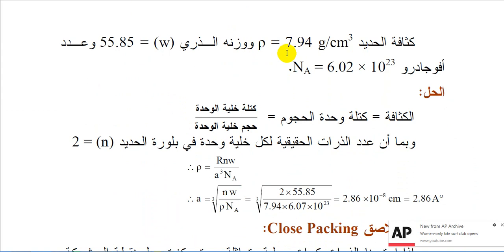Fe density is 7.94 gram per centimeter cubed, and the atomic density of iron.